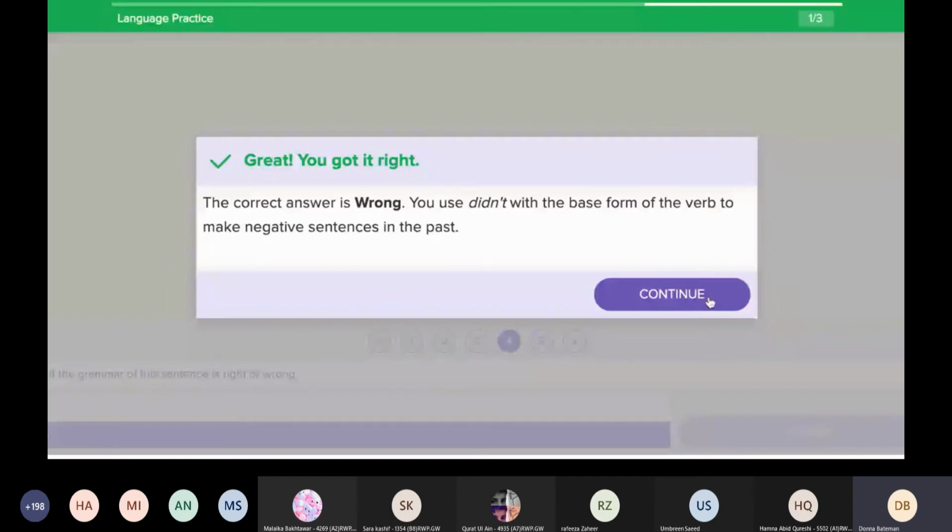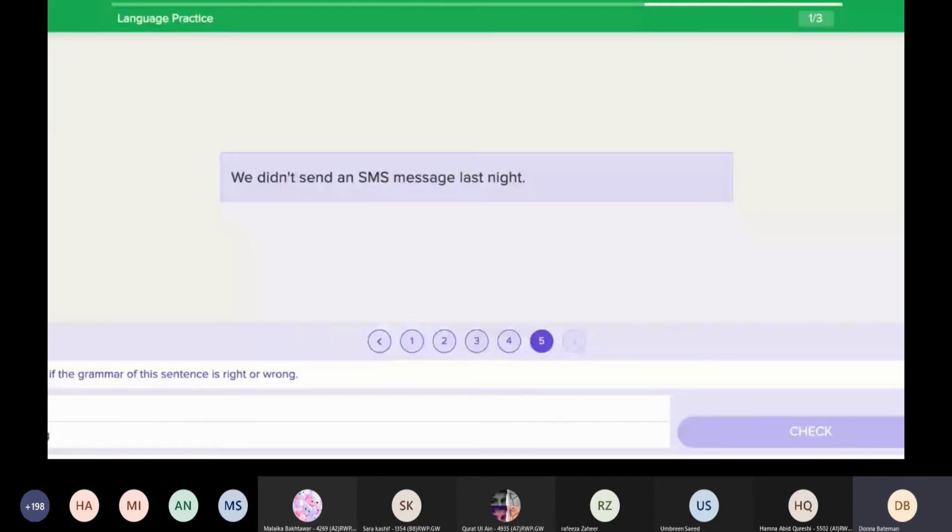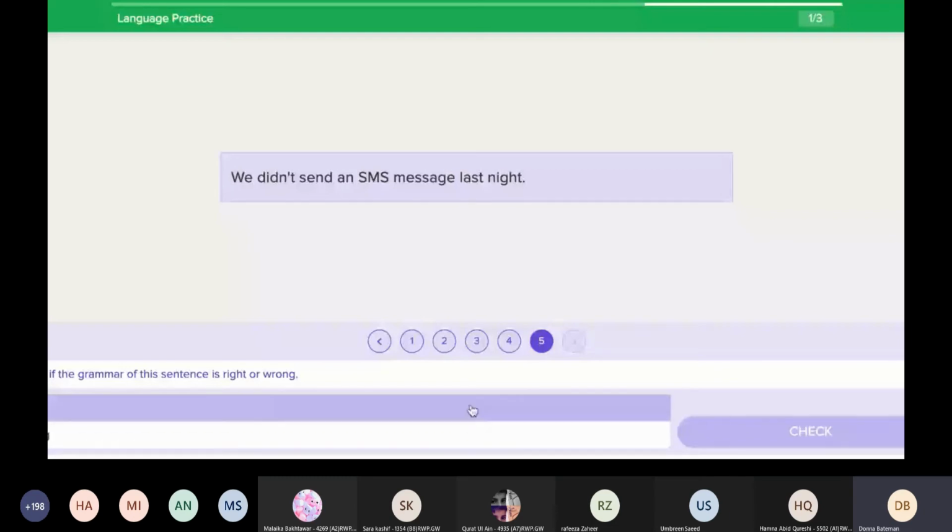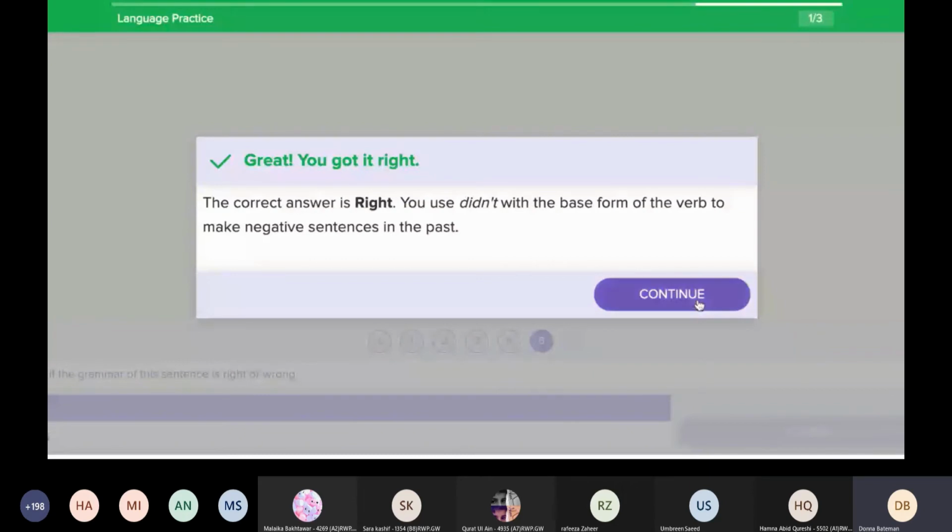Okay, next one. We didn't send an SMS message last night. So, is that right? Yes, it's right. And why is it right? Yet again, we have didn't in the past, and we have the base form of the verb send. In the past, send is sent. The D changes to a T. But here we've got the basic form send, so we didn't send an SMS message last night. So that's right. And again, we have the rule confirmed for you.